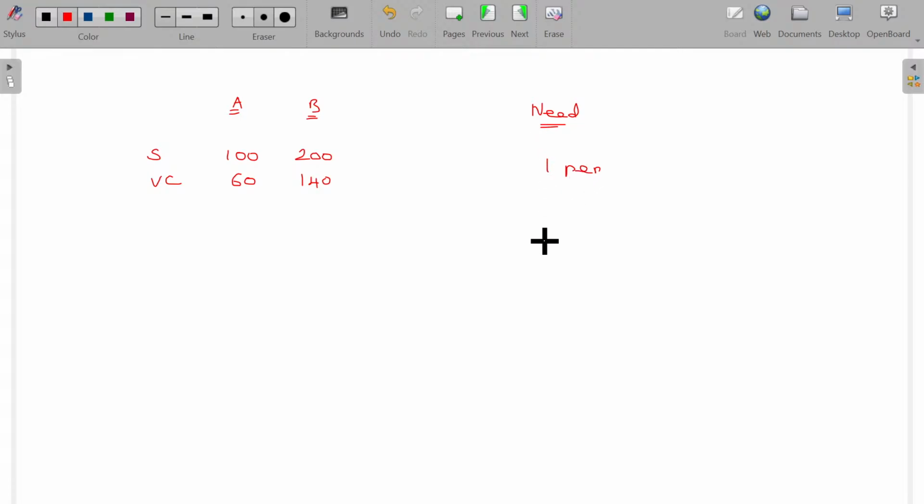Otherwise, if your customer demands, I need pen for rupees 1000, now tell me, which pen do you want to sell? A. Why? For 1000 you can sell 10 pens. Per pen you will be getting 40 rupees, so for 10 pens you are getting 400 rupees. For the same 1000, if you want to sell B, only 5 pens can be sold. Per pen gives you 60 rupees. For 5 pens, 5 into 60, only 300 you are getting.